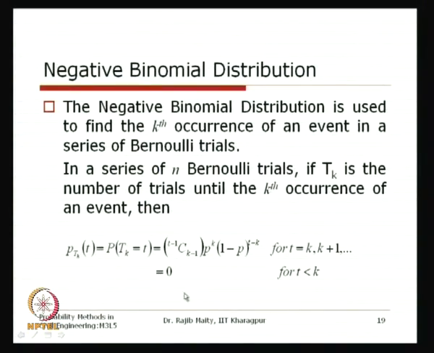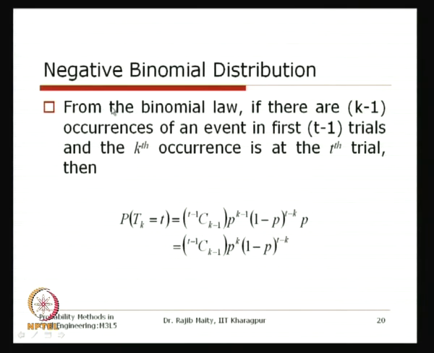So, the distribution function looks like this: t minus 1 combination k minus 1, p power k, 1 minus p power t minus k. From the binomial law, sometimes we also call this the binomial law, if there are k minus 1 occurrences of an event in the first t minus 1 trials, and the kth occurrence is at the tth trial, then the probability of T equals t is t minus 1 combination k minus 1, multiplied by p, the kth occurrence at the tth trial, and we get this negative binomial distribution.